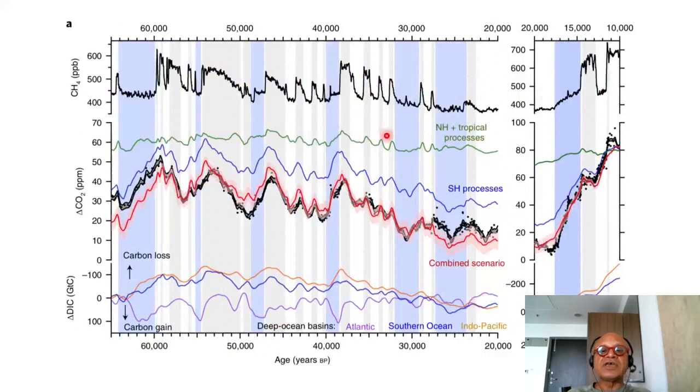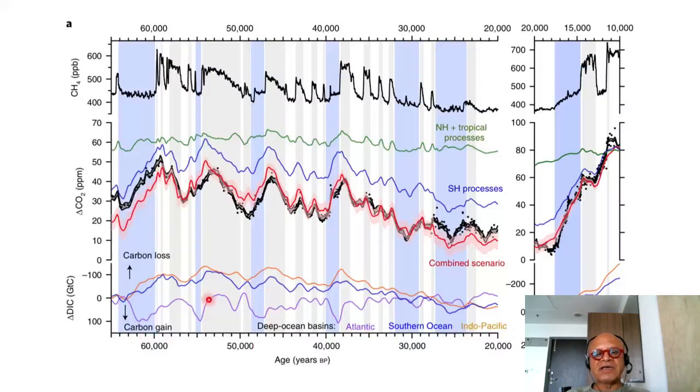So this is looking at the processes that potentially controlled the changes in methane and CO2. Again, tropical processes and northern hemisphere processes and southern hemisphere processes and combined scenarios, carbon loss and carbon gain for the deep ocean basins, Atlantic, Southern Ocean, Indo-Pacific, and so on.